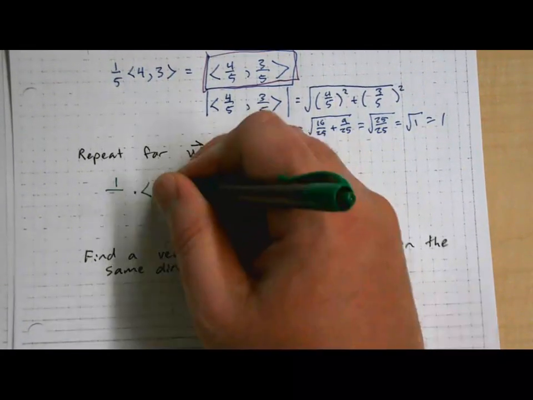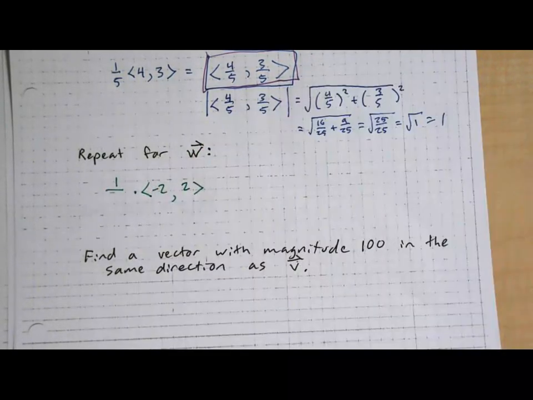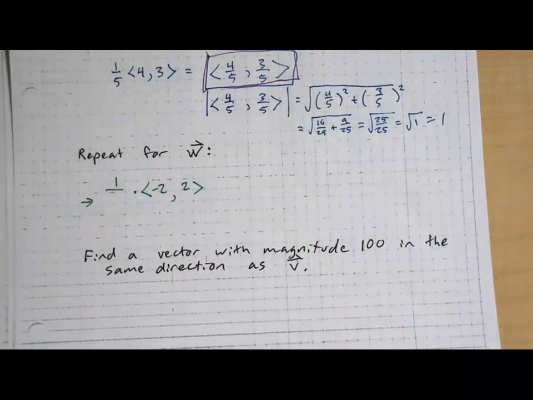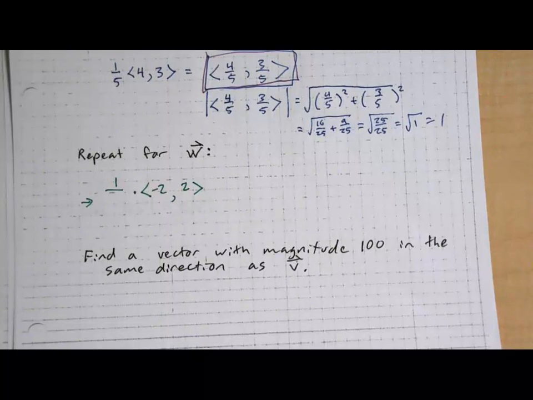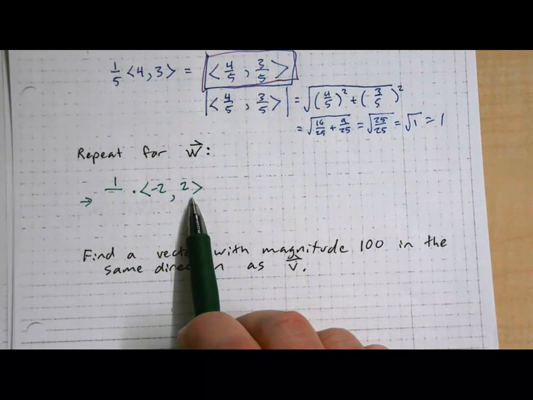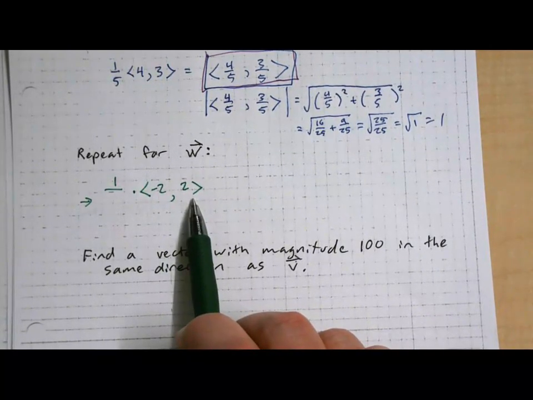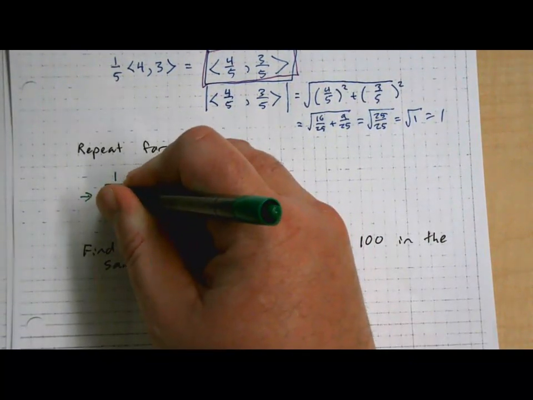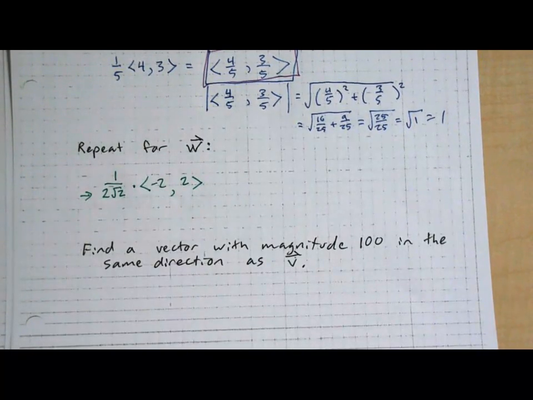Vector W was -2, 2, right? What am I going to put down here? What am I going to put down there? 5? Now, if I put 5 down there, I'm cutting this into 5 equal pieces. Is that how long W was, though? You want to put 2 root 2 down here, huh? Because that is the magnitude of W. All right? We're basically dividing W by its magnitude.